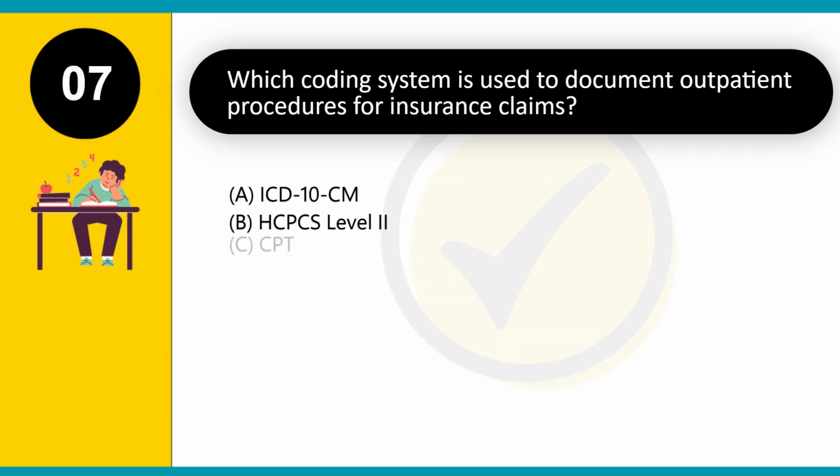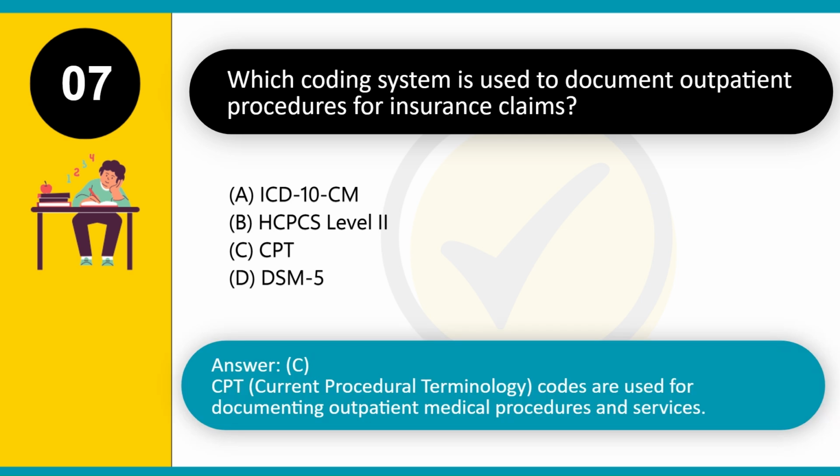Which coding system is used to document outpatient procedures for insurance claims? A. ICD-10-CM. B. HCPCS Level 2. C. CPT. D. DSM-5. Answer, C. CPT, current procedural terminology, codes are used for documenting outpatient medical procedures and services.